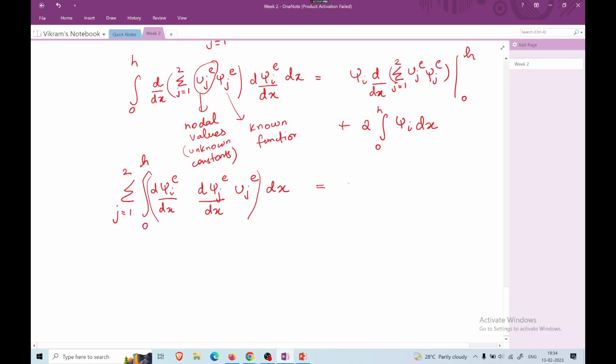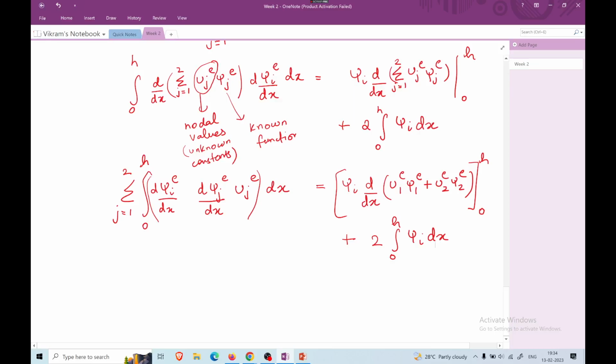Is equal to some psi I into, let us expand this term, d by dx of uj, with j equal to 1 to 2, means u1 psi 1 plus u2 psi 2. This differential and the whole term I am evaluating at the 2 points 0 and h, which are the end points, the boundary points of the particular element, and this is plus 2 into integral of 0 to h psi I dx.